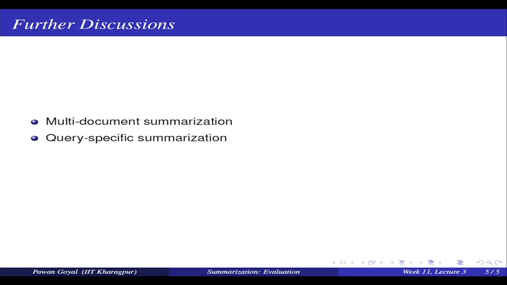Then there is something like query specific summarization. That is, the user has given a query and I want a summary with respect to that query. So one particular approach would be, first you find out what are the sentences that are similar to that query, and then do summarization only on those. So that will reduce your initial set.